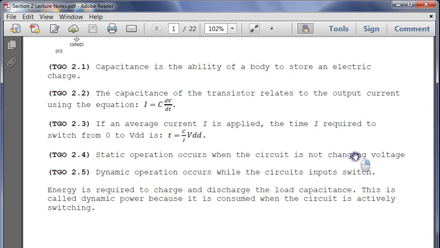Specifically, the amount of time that it takes to deliver, let me read 2.2 again. The capacitance of the transistor relates to the output current using the equation I = C dV/dt, the capacitance times the rate of change of voltage over time. So we have an average current applied, an average steady level of current. The time required to switch from a 0 to a 1 is defined as t = (C / I) × VDD, capacitance over that current times the supply voltage VDD.